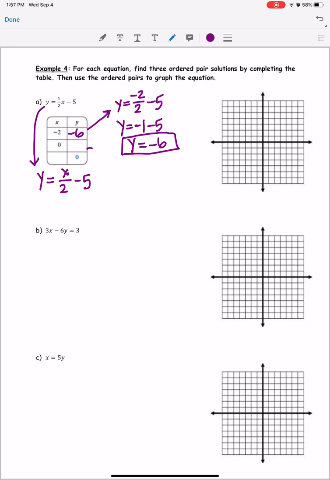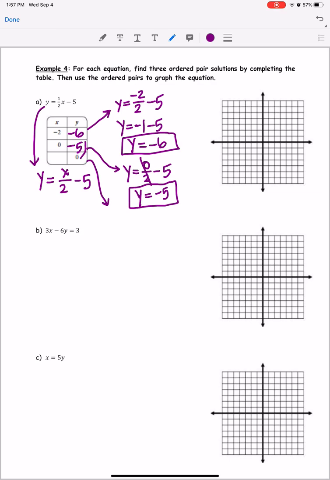Do the same thing with this 0. 0 is for x. So I'm using this equation again. You've got y equals x over 2. Your x is 0. So 0 over 2. And then bring down your -5. Well, 0 divided by anything is 0, so that goes away. So we're just left with y equals -5.